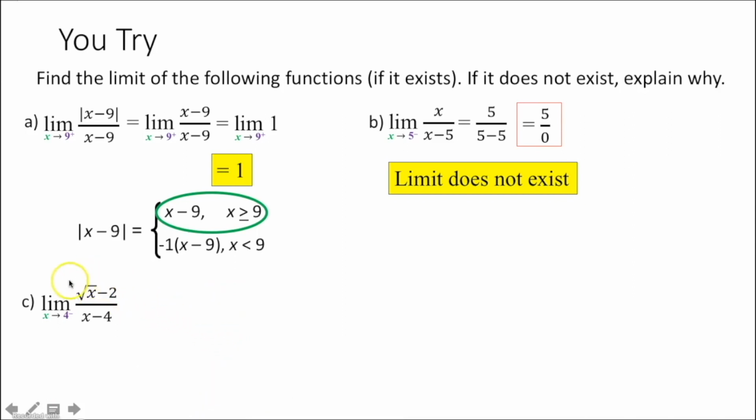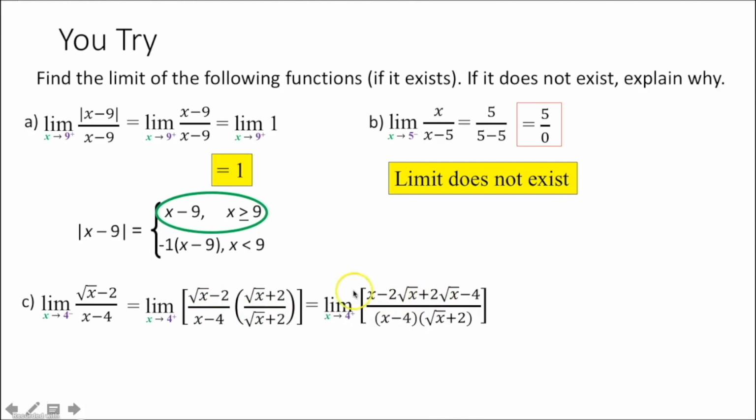Let's try to rationalize the numerator. So I'm going to multiply the numerator and denominator by the conjugate of the numerator. That would be rad x plus 2. And I multiply by a form of 1, so it doesn't really change the function over here. When I do that, I FOIL the numerator, and then I'm just going to leave the denominator like this for now to see if something cancels out.